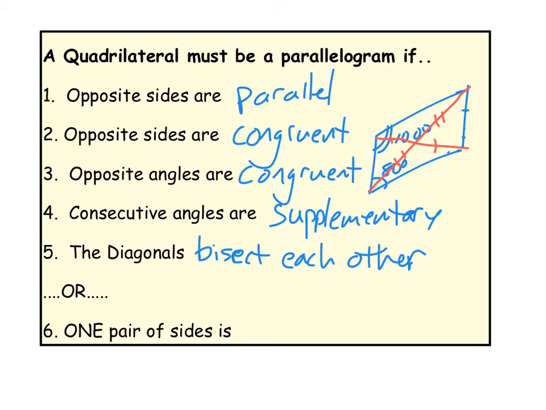And last but not least, we've got this unique one. If we have a quadrilateral, and we know one pair of sides is parallel, and we also know that these two sides are congruent. So I said that backwards, kind of. They're congruent and they're parallel. That would be enough to say that it's a parallelogram. So if one pair of sides is parallel and congruent, that would be good enough.